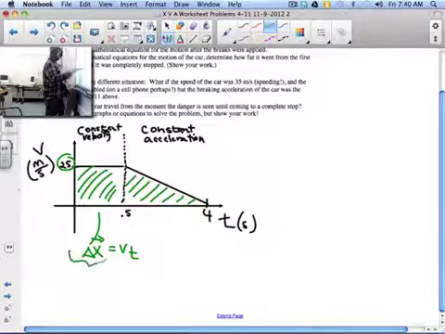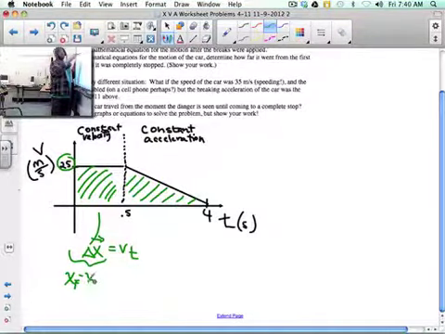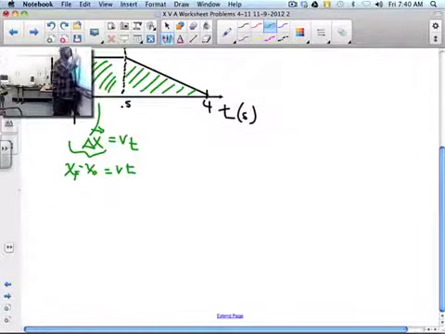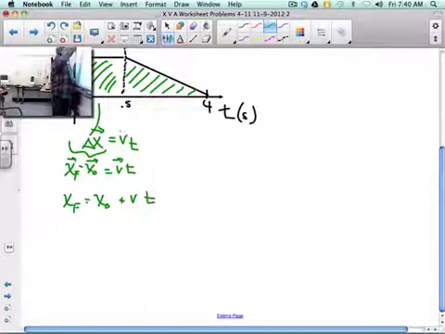Delta x, change in position, which is displacement, is our final position minus our initial position during that first half second constant velocity period. And that's equal to velocity times time. And that means that final position is equal to initial position plus velocity times time. And this is actually a vector equation.